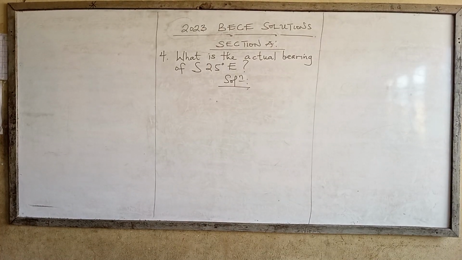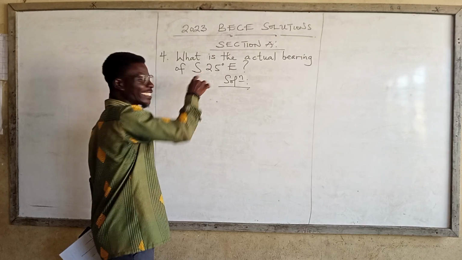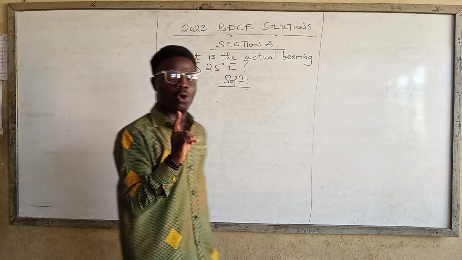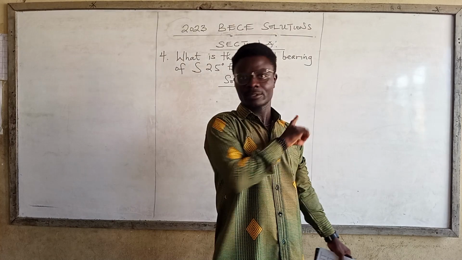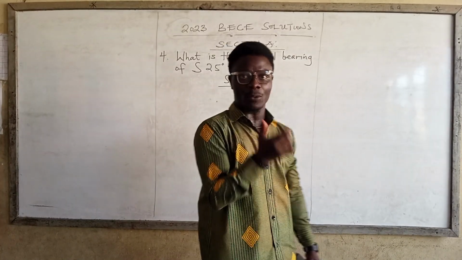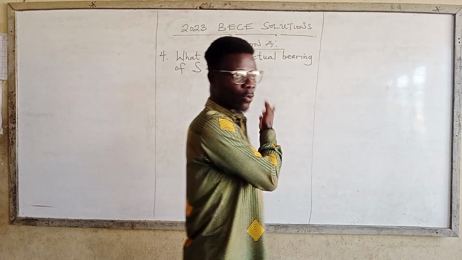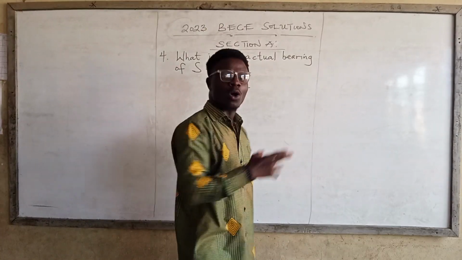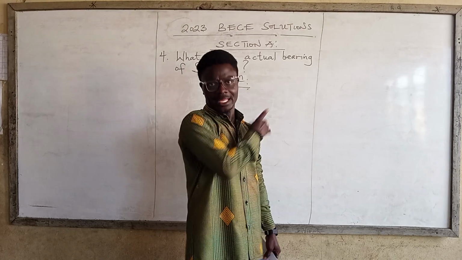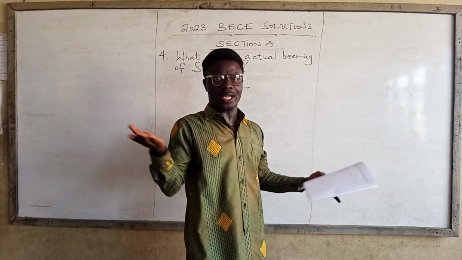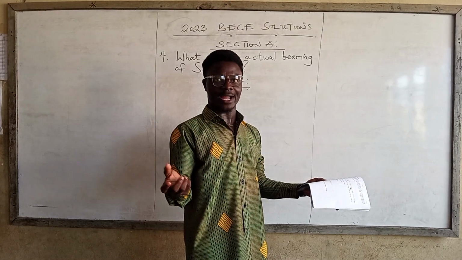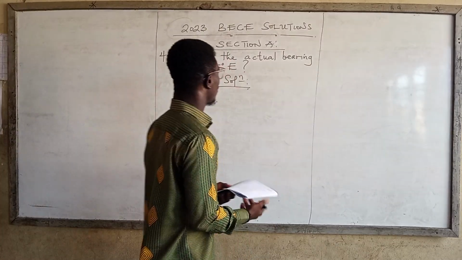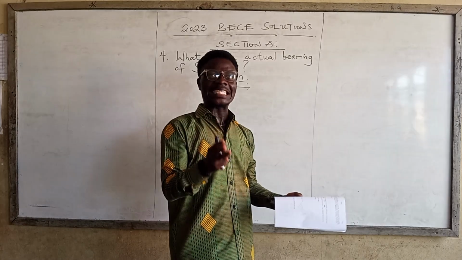All right, so question 4, what is the actual bearing of S 25 degrees E? Here, we are measuring an angle of 25 degrees from the south pole towards the eastward direction. But this time around, we don't want it in the compass direction, we want it in three-figure bearing, which is another name for actual bearing, or bearing for short.